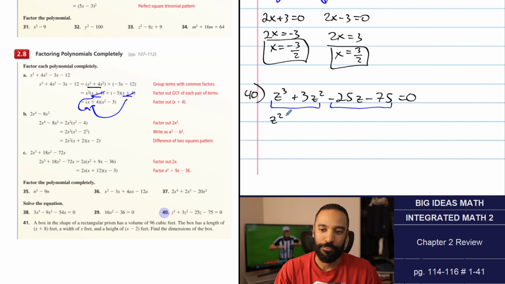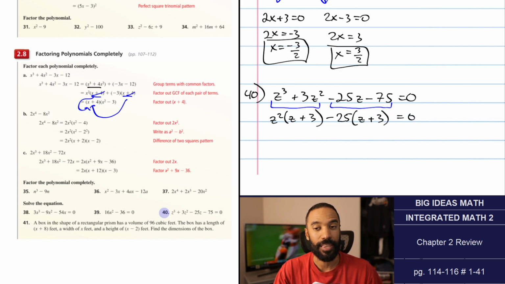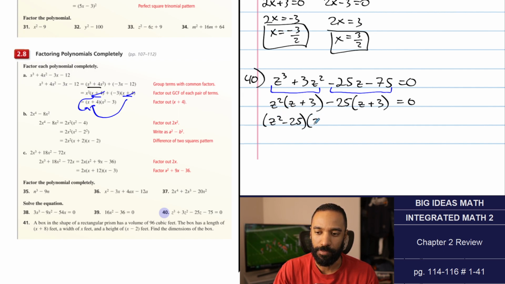Z squared can factor out of the first 2 terms where you have z plus 3. And you got to factor the negative out of here. Not only does it make it a leading term to factor out of, but you got to get z plus 3 inside of here. And factoring out -25 is going to do exactly that. So when you factor that there, you can turn this into z squared minus 25 times that z plus 3. Z squared minus 25, z plus 3 factors out of both terms.